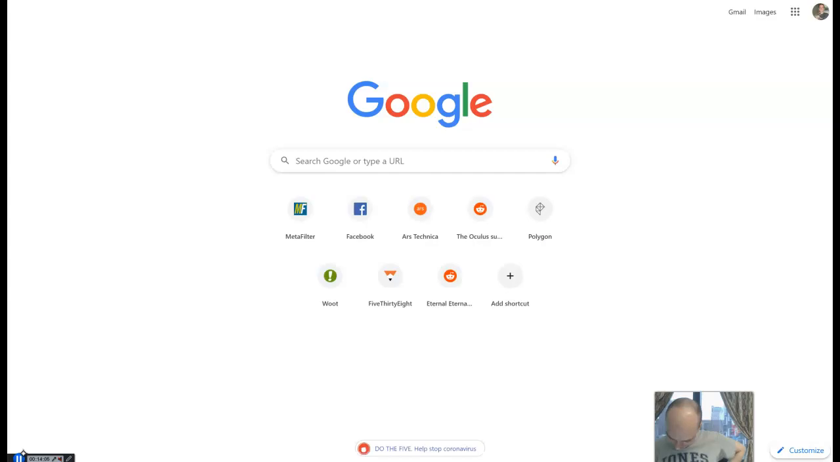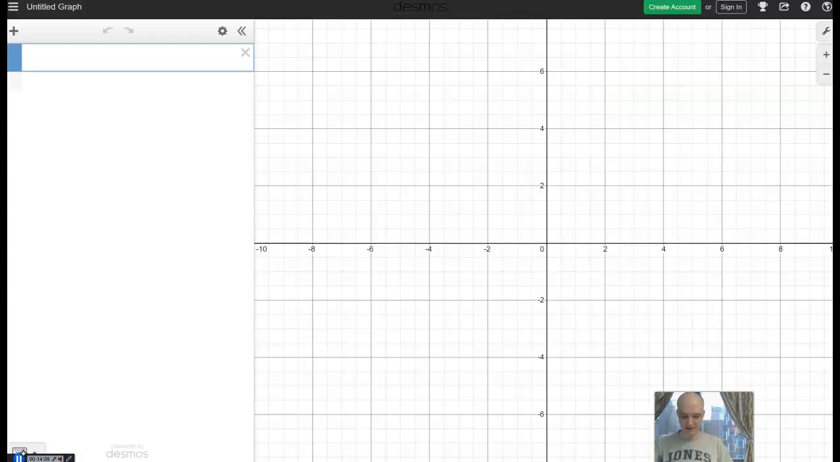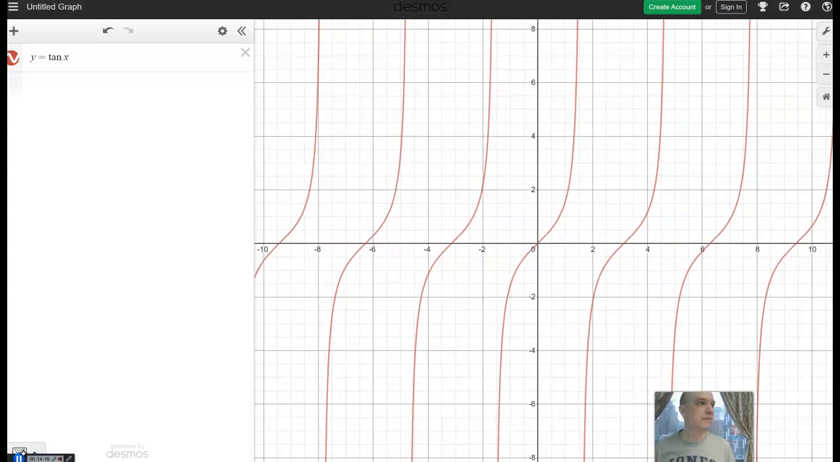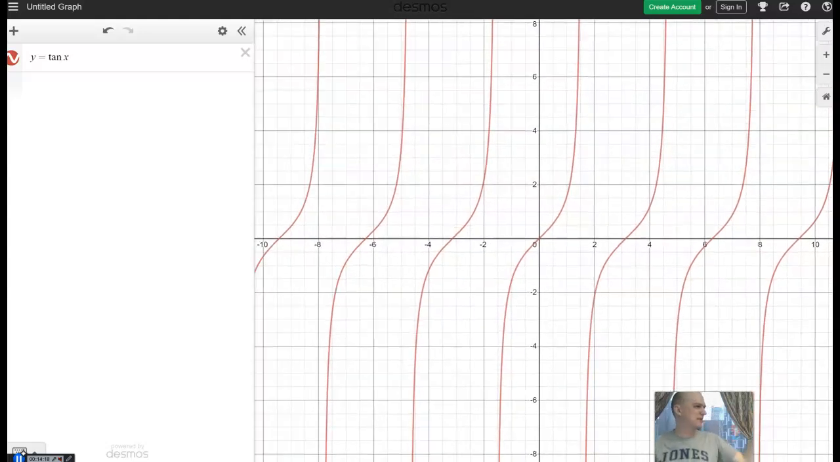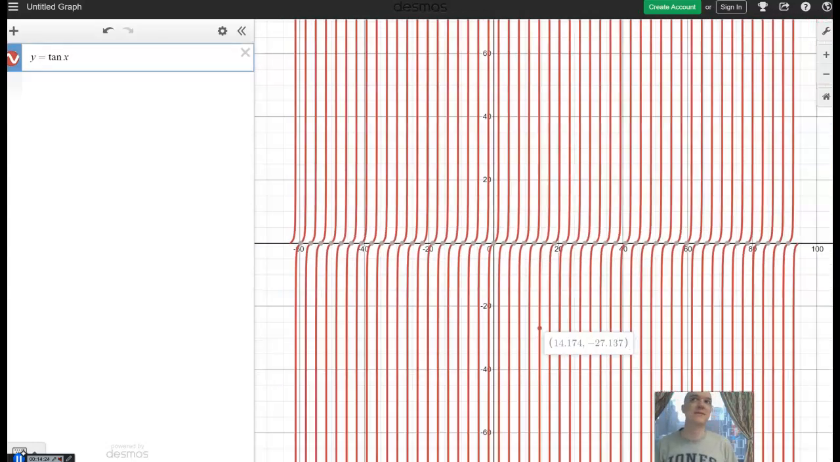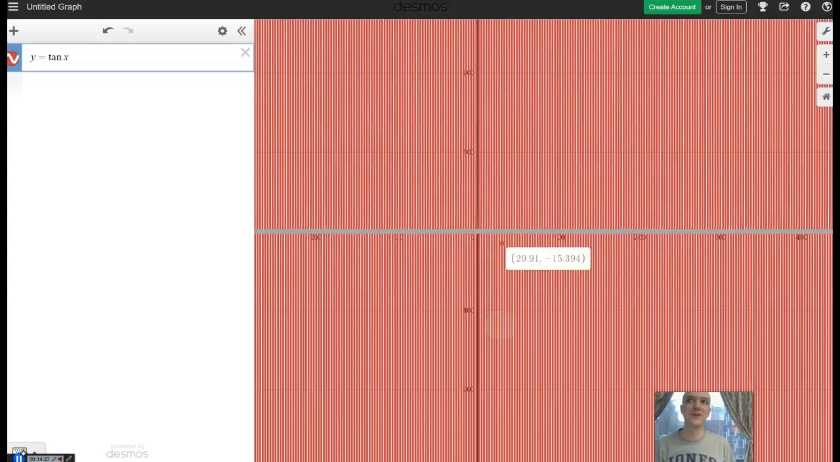Let's fire up Desmos and just take a look at the graph of tangent. So we're gonna do y equals tangent x. There's our graph of tangent. You can see it goes infinitely in both directions. If I zoom out, my computer's gonna love this, you just get more and more tangent, forever.